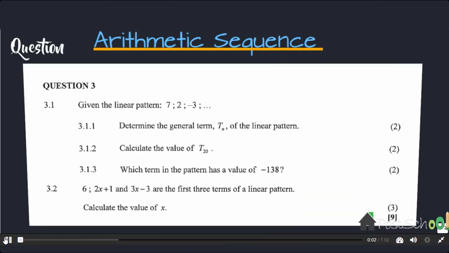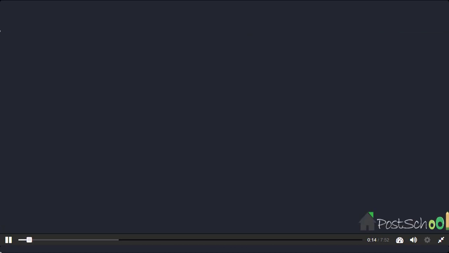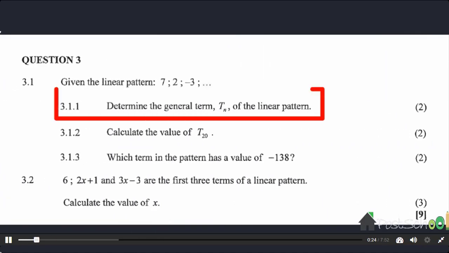Alright, so let's do this question. For this question we are given a linear pattern: 7, 2, negative 3, and then the sequence goes on. 3.1.1 is asking us to determine the general term Tn of the linear pattern.